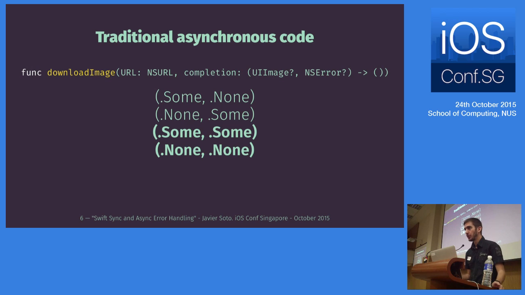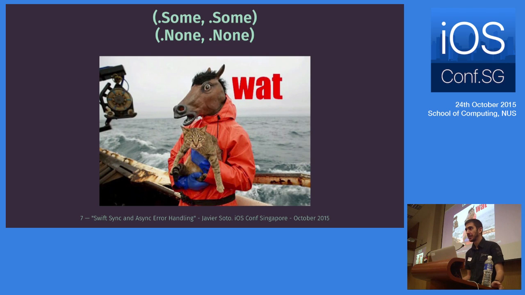And that tuple, those two optional values, can have four different combinations. There can be an image and no error, or no image and an error. That makes sense. But then we have these two last cases that don't make any sense, but they're entirely possible. We can have an image and an error, which I guess is good because at least we have an image, right? But we can have no image and no error, in which case something failed and we have no way of knowing why.